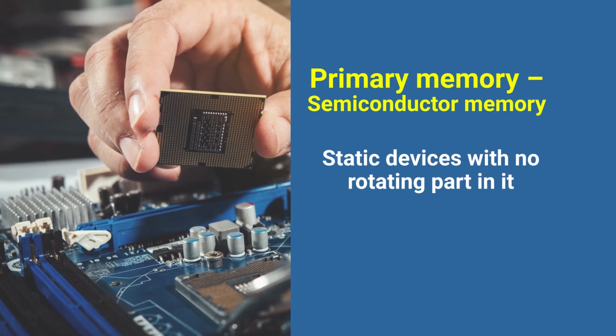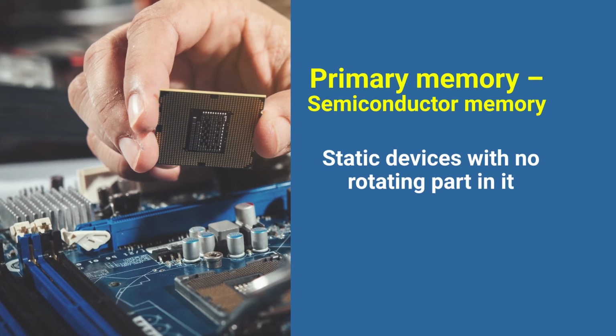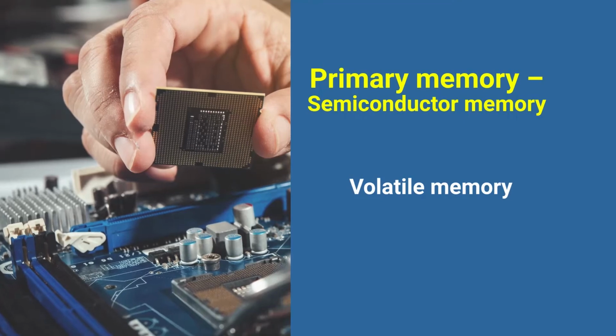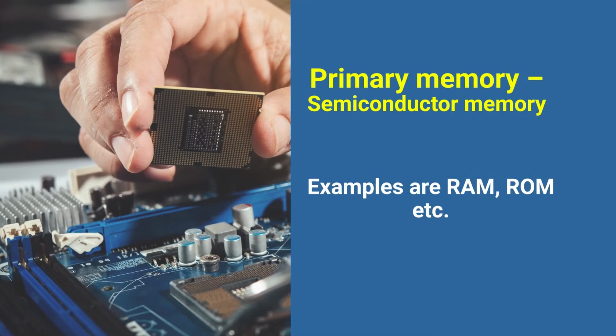These memories are static devices with no rotating parts, and because of that, they are faster, compact, and also consume less power. Another disadvantage of the main memory is that it is also volatile, which means if the power is off, we may lose the content of the primary memory. Examples of main memory are RAM and ROM.